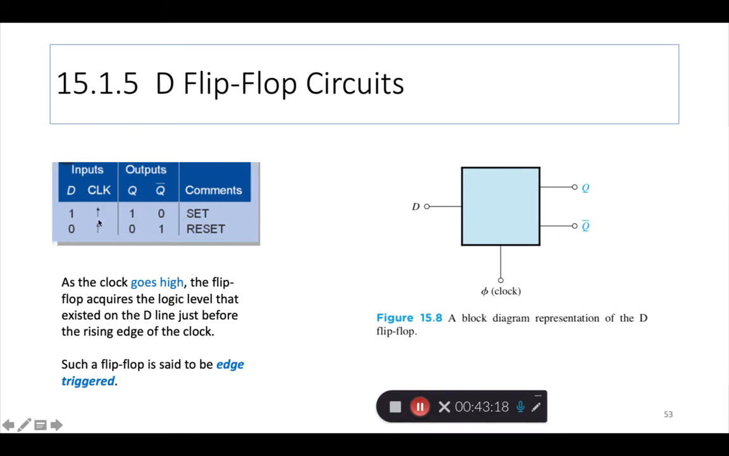So when the clock pulse is going high, then whatever is on D comes to the output. So whatever is on D goes to this Q. Similarly, on the rising edge of the clock, if you had a 0, you get a 0 as the output. If you had a 1 and the rising edge of the clock sees that, then you get that 1 on the output. So as the clock goes high, the flip-flop acquires the logic level that existed on the D line just before the rising edge of the clock. Such a flip-flop is said to be edge triggered. Okay?